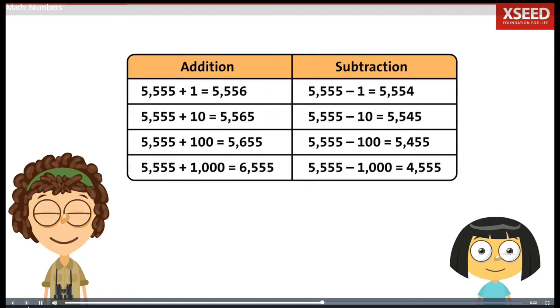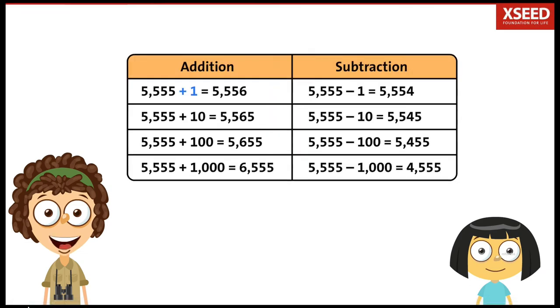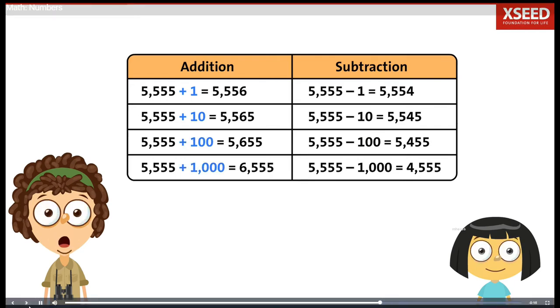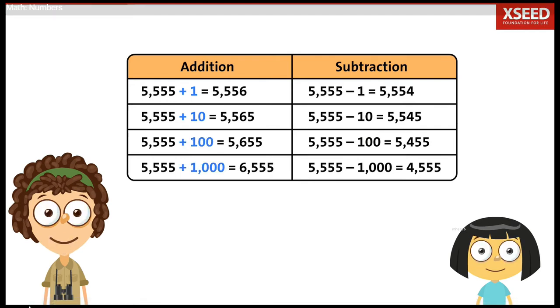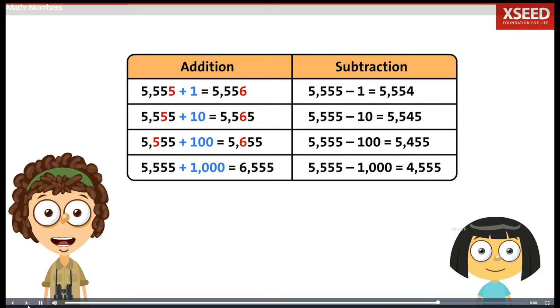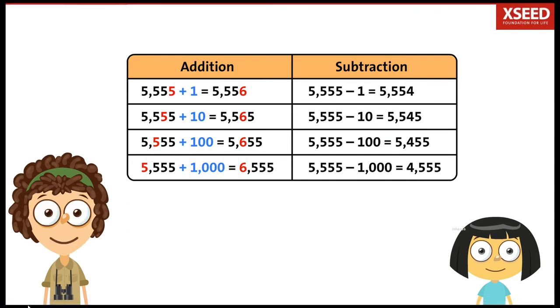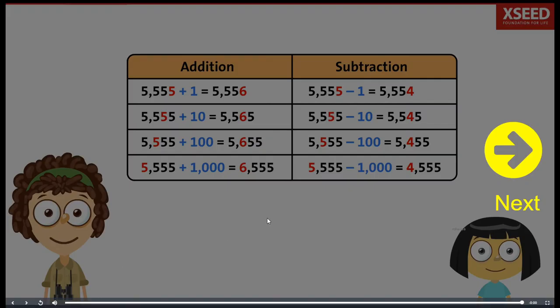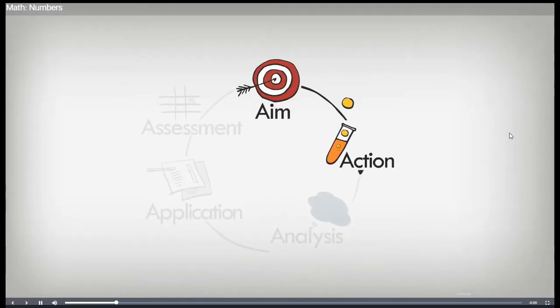So, we can say that when we add 1, 10, 100 and 1,000 to a number, the digit at ones, tens, hundreds and thousands place increases by 1. It decreases by 1 on subtraction. Time for analysis. Let's watch a Cool Talk video.